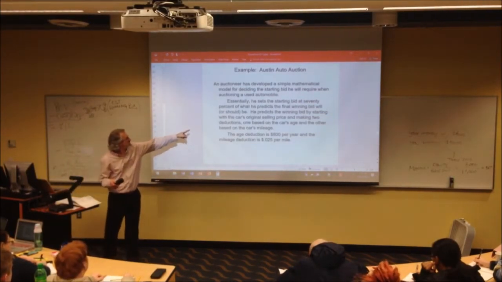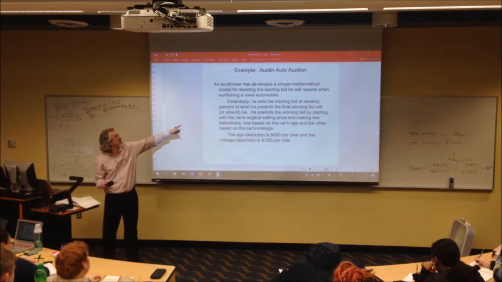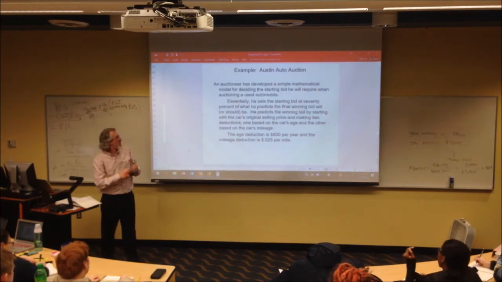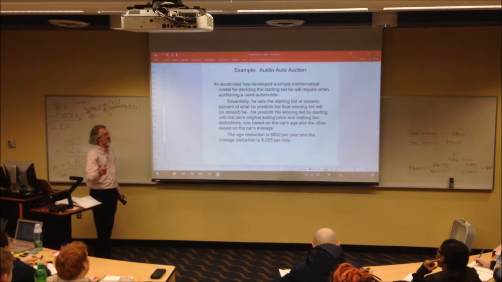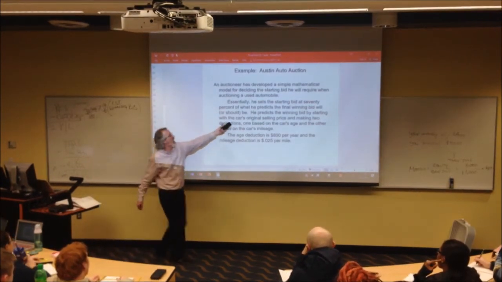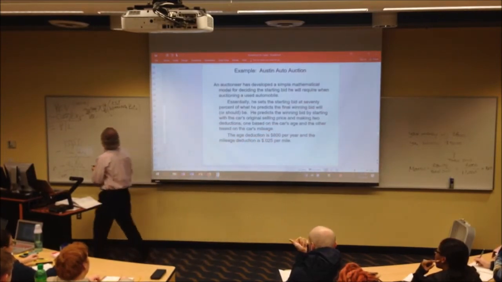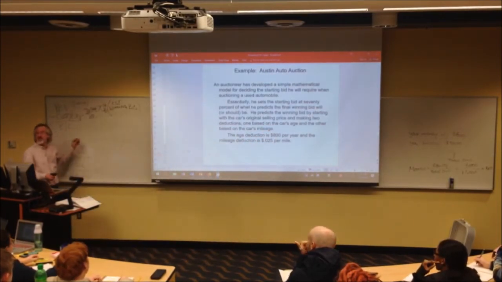He predicts that the winning bid of the cars are blah, blah, blah, where's the 70%? Essentially, he sets the starting bid at 70% of what is predicted to be the final winning bid. He predicts the winning bid by starting with the car's original selling price. I don't know what letter to use. I can't remember. Anybody have it open? What letter is the original?